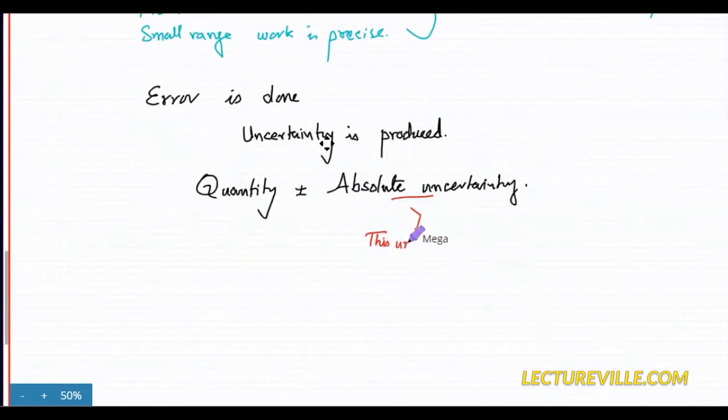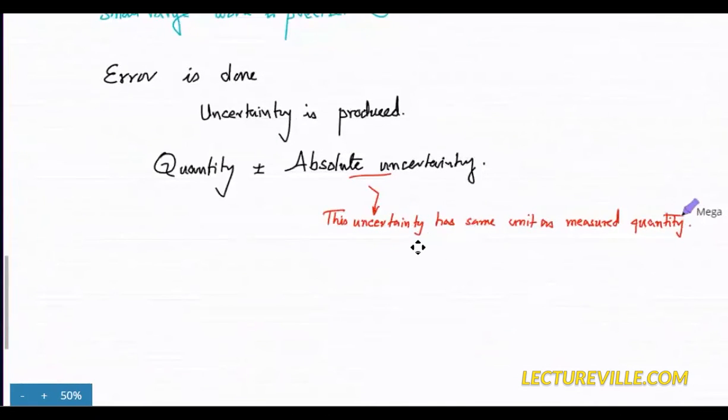This uncertainty has the same unit as the measured quantity. So absolute uncertainty should have exact same unit as the measured quantity.